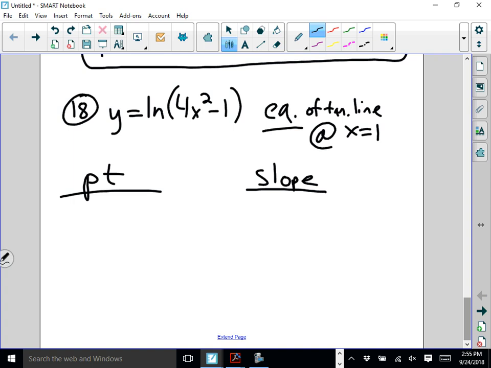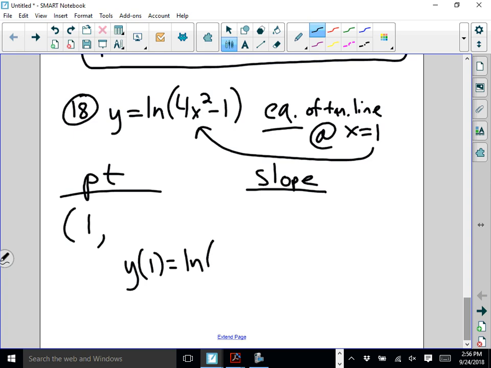A lot of people miss points on the test because all they found was the slope of the tangent line, right, without considering the point and writing an equation of a line. So if we do that right when we see that word equation of a line, we'll help prevent that error. Now I know one part of the point is 1. That's the x part. I gotta then plug in 1 to find the y coordinate of the point. Well, when I do that, then I'm doing y of 1. That's the natural log of 4 times 1 squared minus 1, which is ln of 3. Because ln of 3 doesn't simplify nicely, I'm just going to leave it as ln 3.